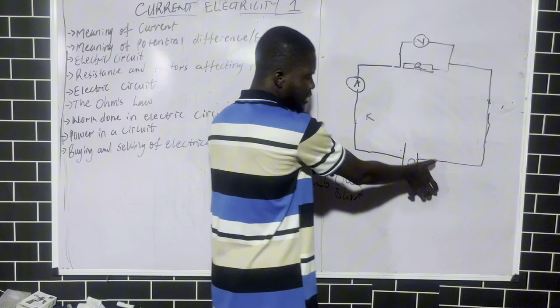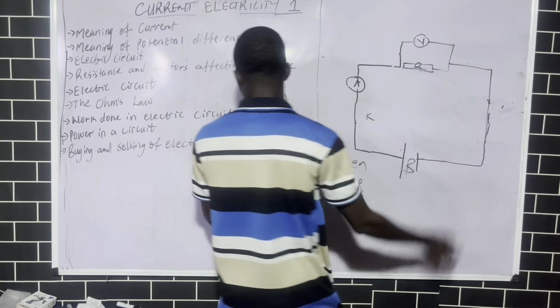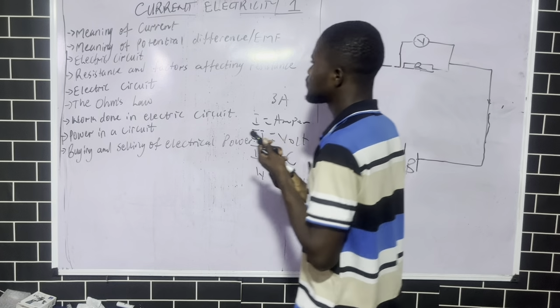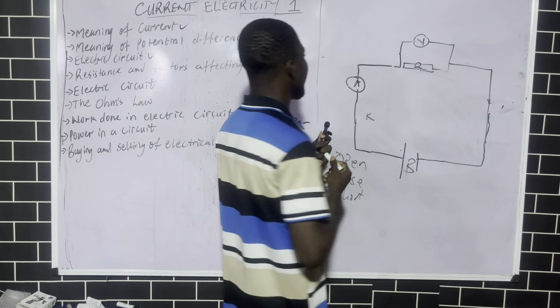Your ammeter should be in series with your battery in a circuit connection. So we have understood that now. Now let's look at the meaning of potential difference and EMF.